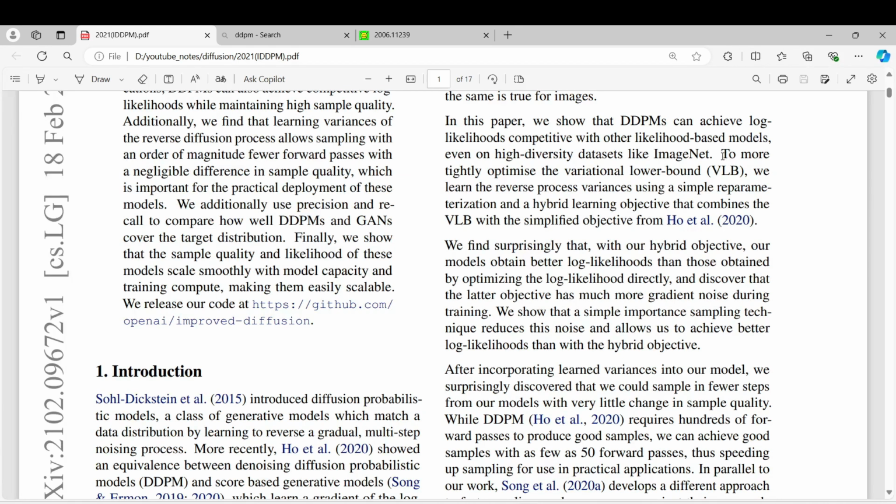And to more tightly optimize the variational lower bound, we learn the reverse process variance using a simple reparameterization and a hybrid training objective that combines the VLB with the simplified objective from before. So they create this hybrid learning objective using the VLB with the simplified loss objective.